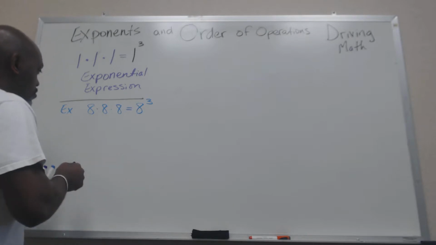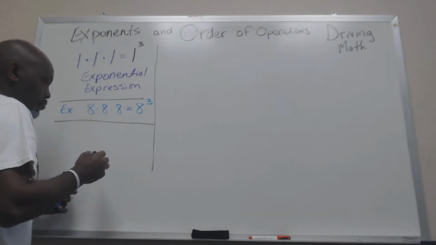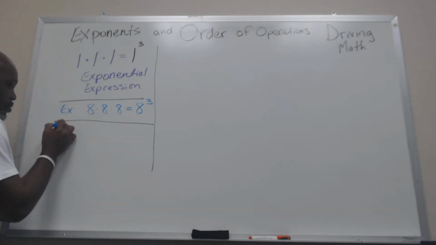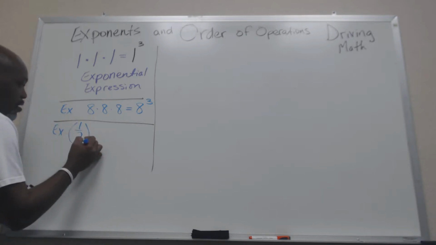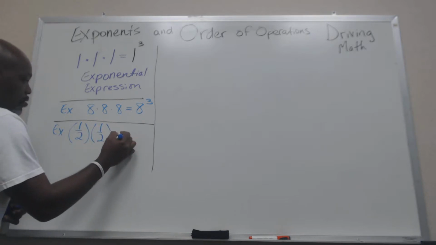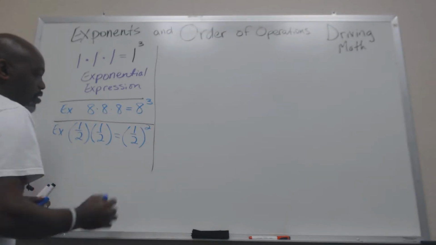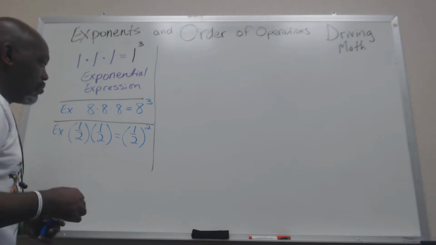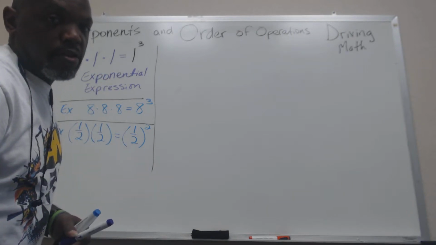All right. Now, as we use this information, we're also going to look at it as if it was a fraction. So if it were 1/2 times 1/2, we write that as 1/2 to the 2nd. Now that would help us once again when we get ready to do our order of operations.